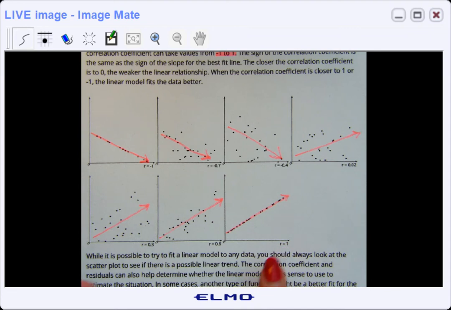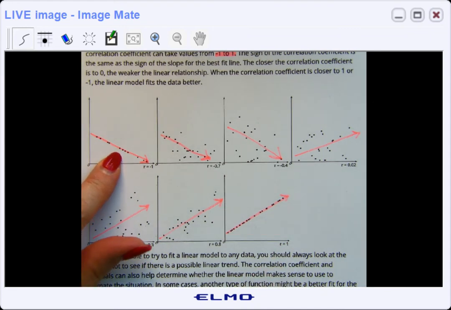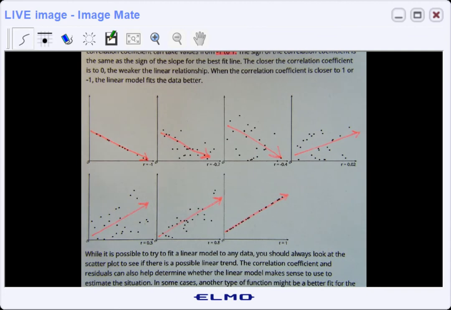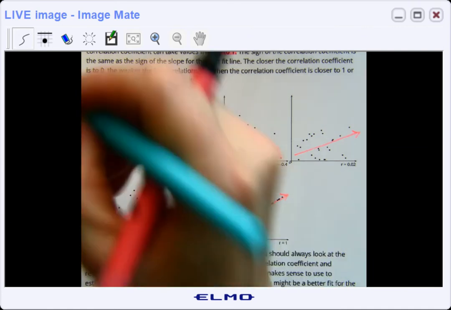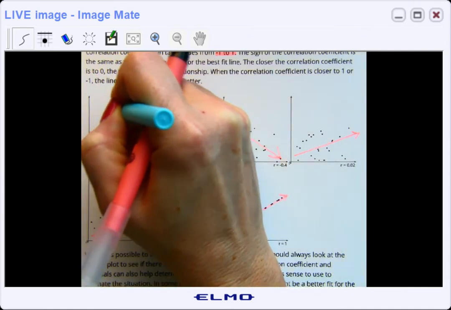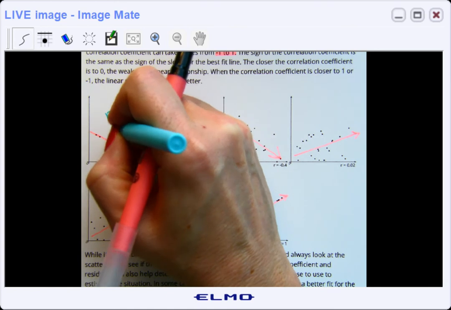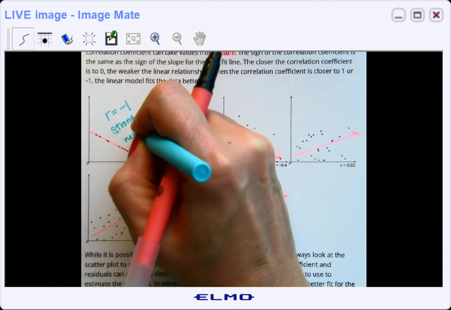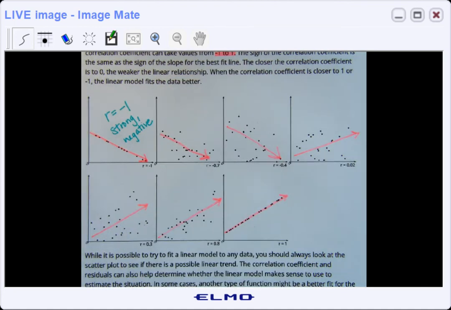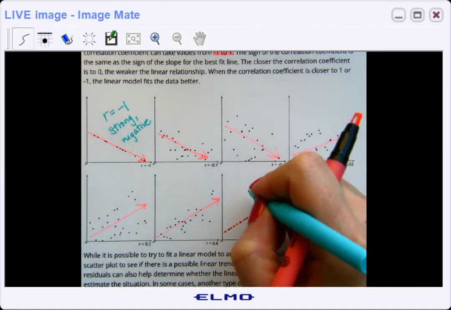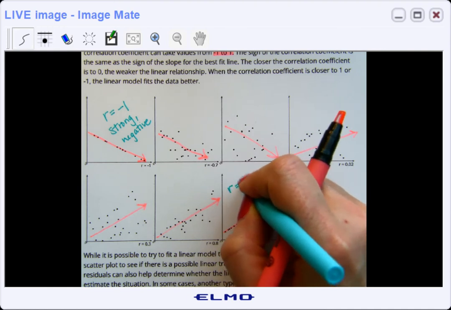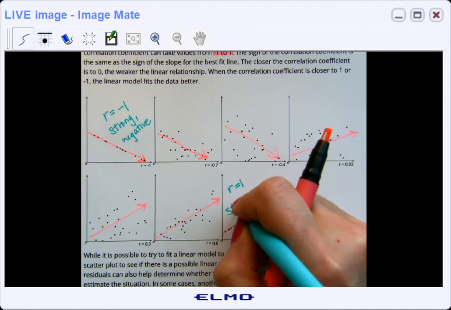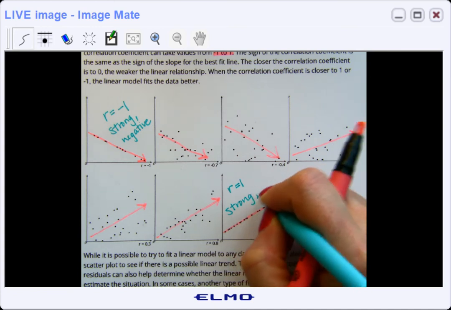An R value of -1 means it's a strong negative relationship. Strong but negative. All the way up to an R value of +1. Strong and positive.